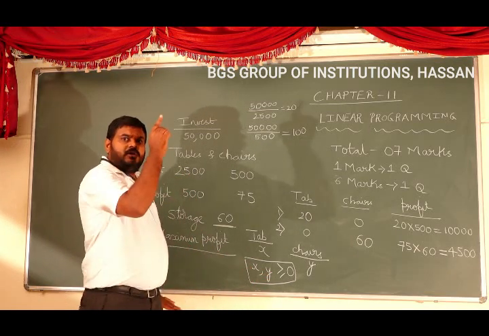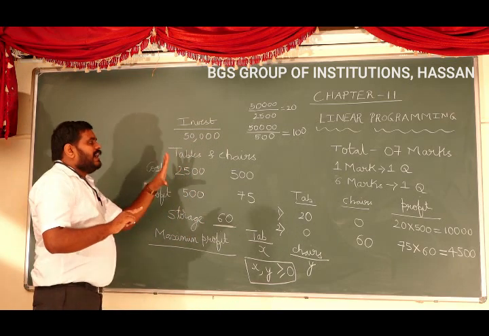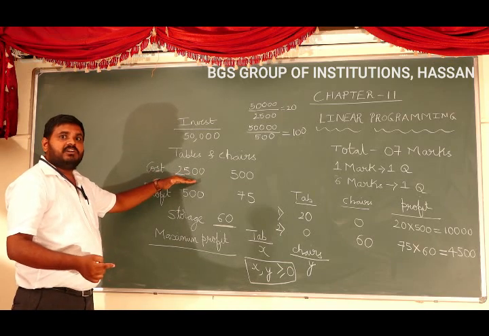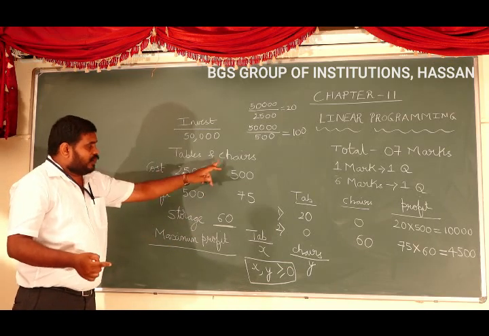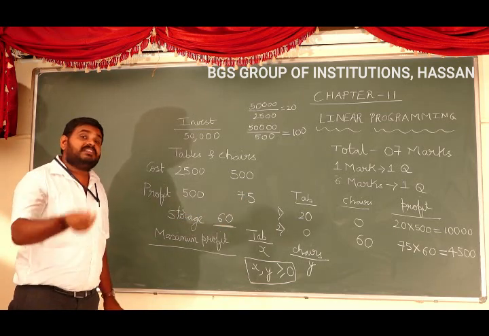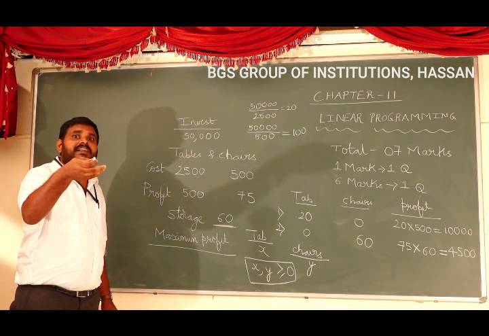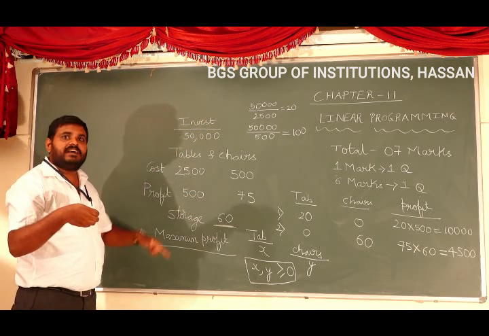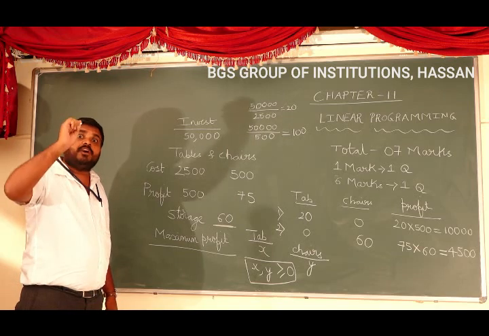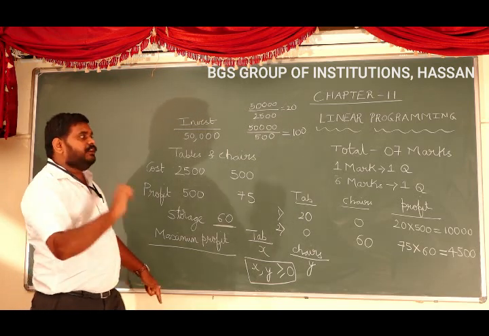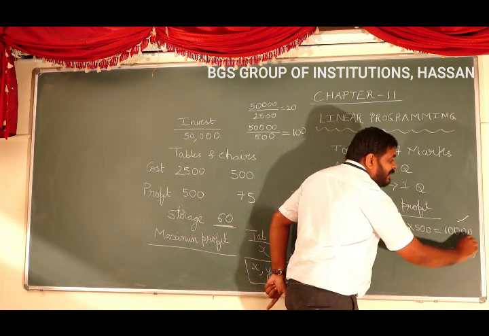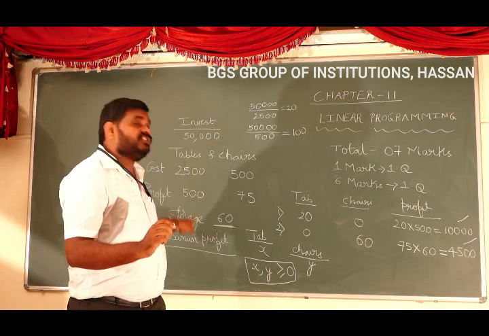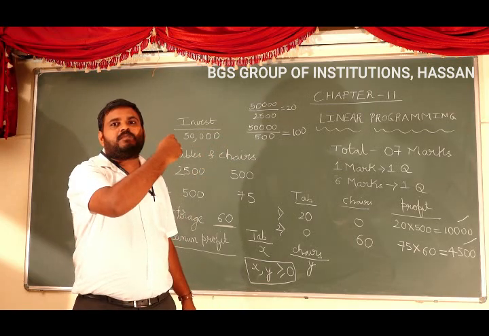Now, see, in this problem, I have given many conditions. What are the conditions? The cost of the tables is 2,500. The profit of the chair is nothing but 75 rupees. These are the conditions I am giving. Which means the investment is there. The conditions are also there. Everyone should satisfy all the conditions. And then I need to look into the profit where the profit is maximum. Which means I should satisfy the conditions, so this is nothing but a linear programming problem.